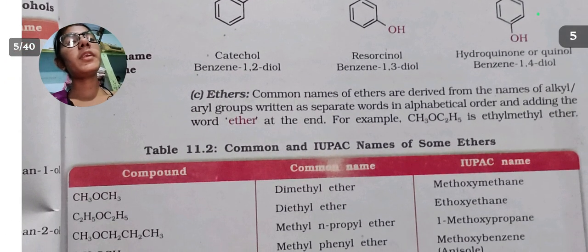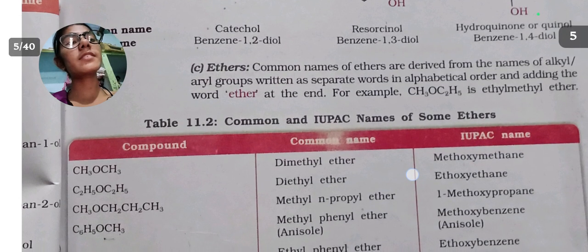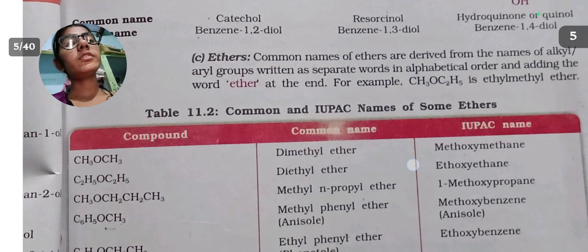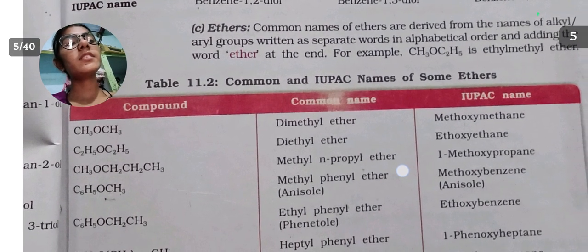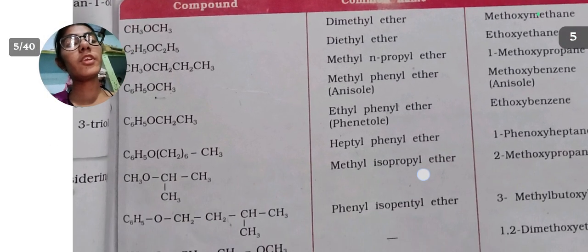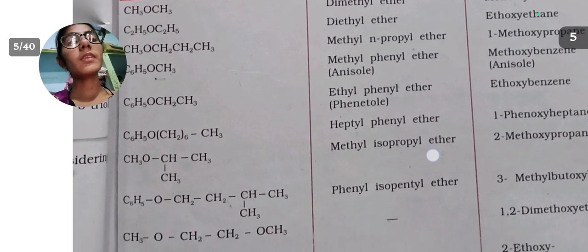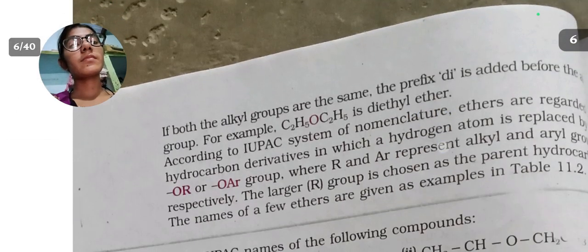Ethers. Common names of ethers are derived from the alkyl groups, written in alphabetical order and followed by the word ether, as in ethyl methyl ether. You have to see some examples of ethers.